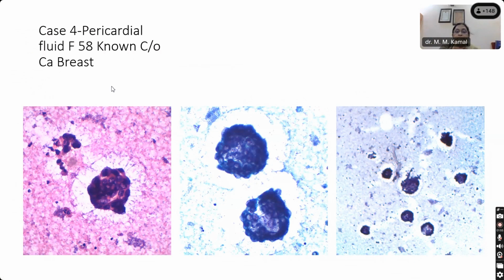Yes, ma'am. This is case 4, pericardial fluid from a 58-year-old female, a known case of breast carcinoma. In the images, I can see that it is a moderately cellular smear where almost all the cells are forming very tight clusters, and I can see a distinct halo around each of the clusters.